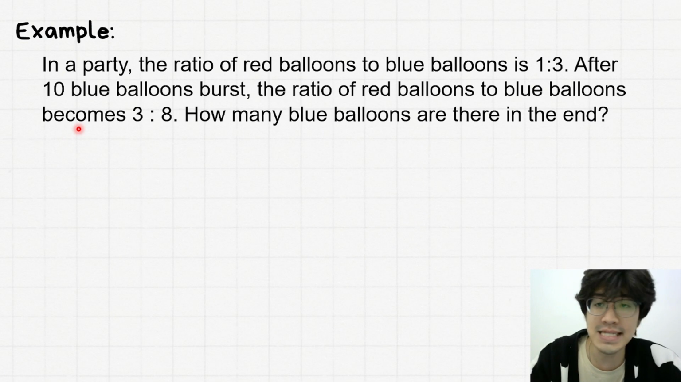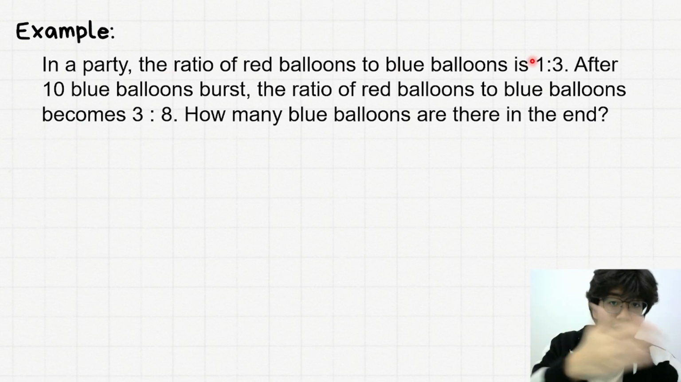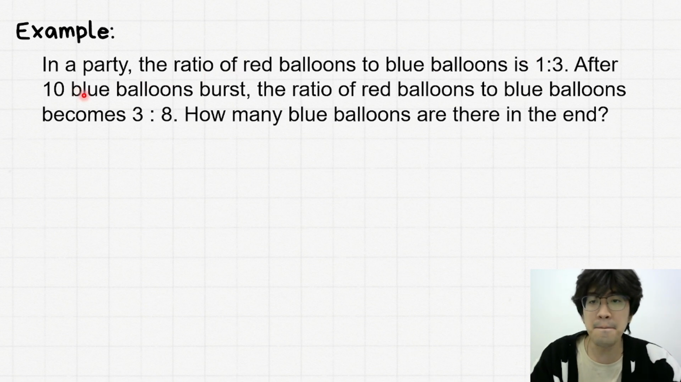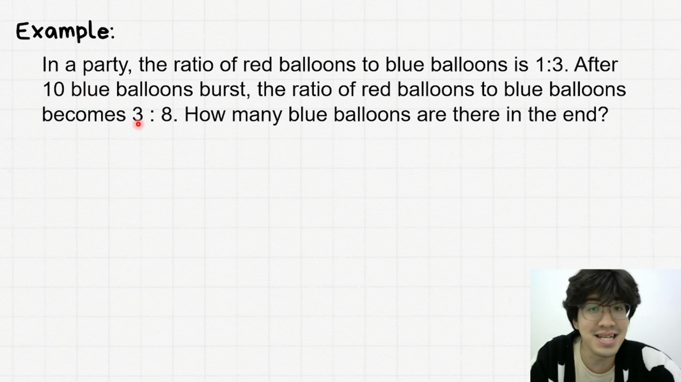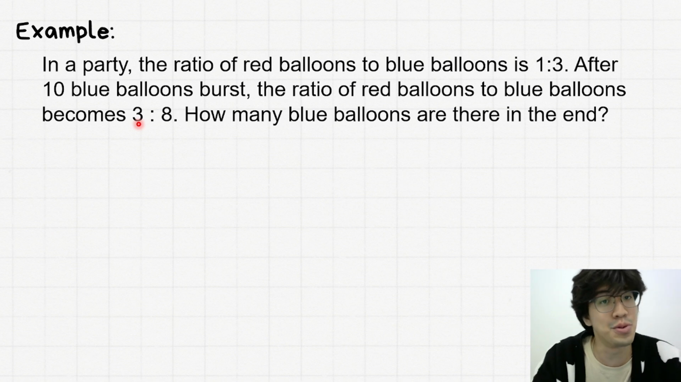At a party, the ratio of red balloons to blue balloons is 1 to 3. After 10 blue balloons burst, boom, the ratio of red balloons to blue balloons becomes 3 to 8. How many blue balloons are there at the end? So that's the problem we have to solve.